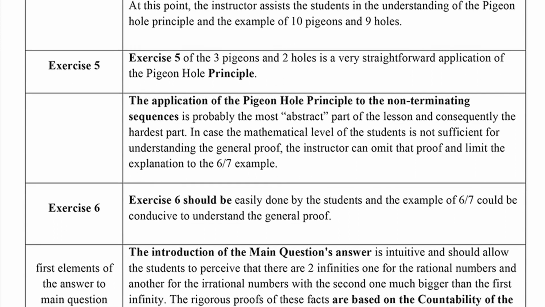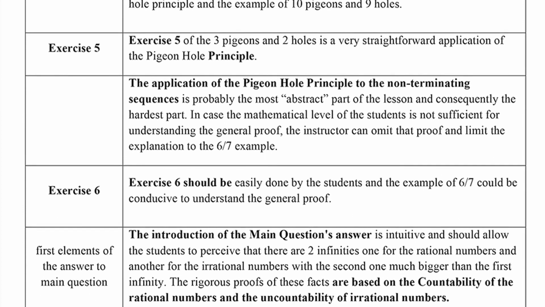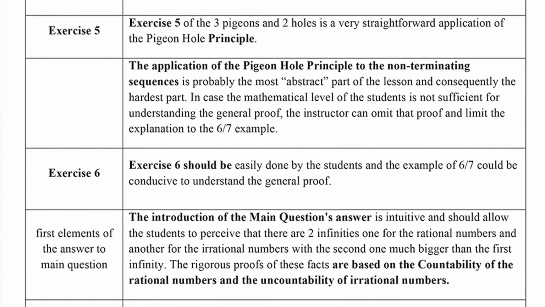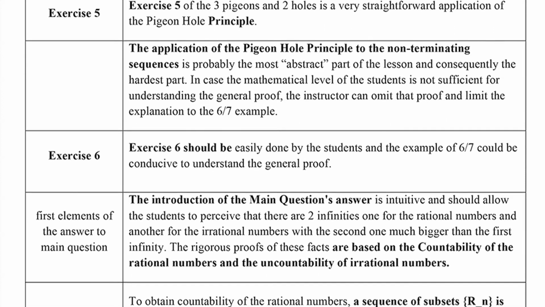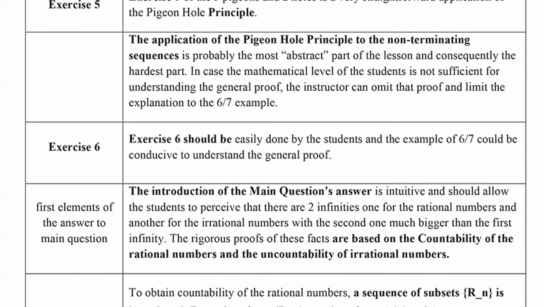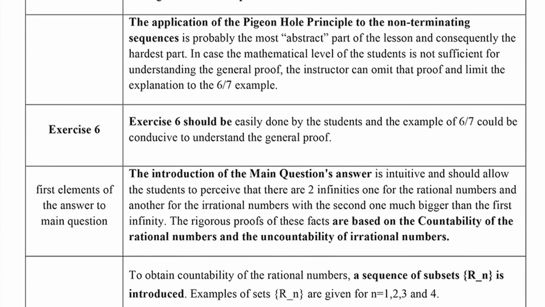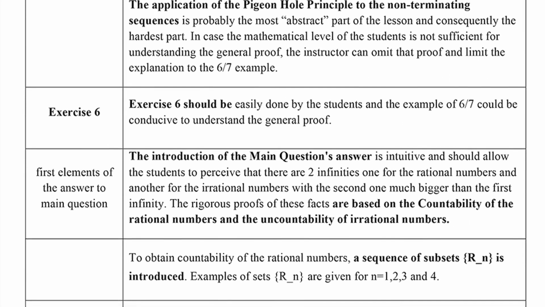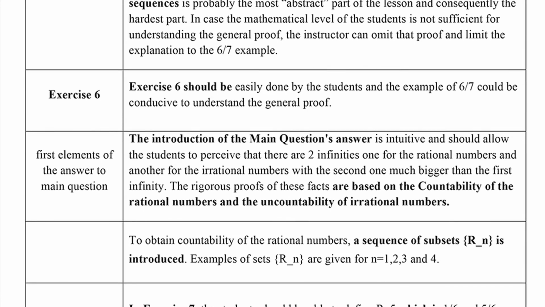Exercise 6 should be easily done by the students, and the example of 6 over 7 could be conducive to understanding the general proof. The introduction of the main question's answer is intuitive and should allow the students to perceive that there are two infinities, one for the rational numbers and another for the irrational numbers, with the second one much bigger than the first infinity.